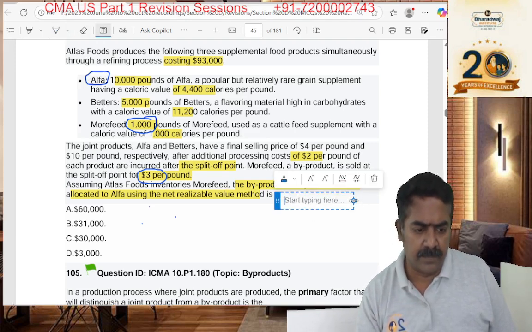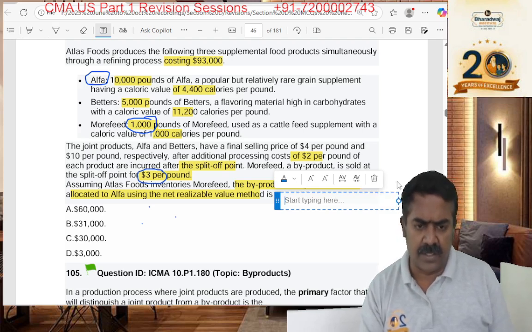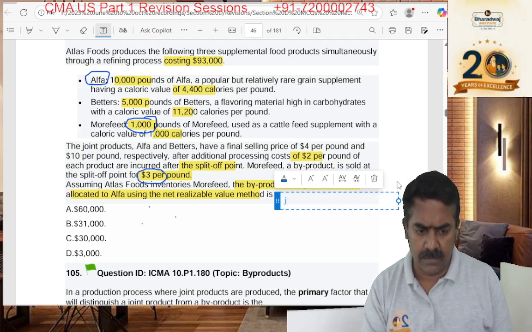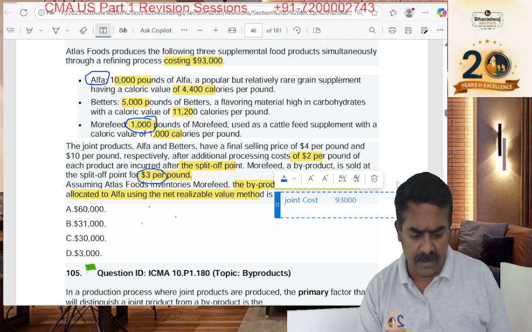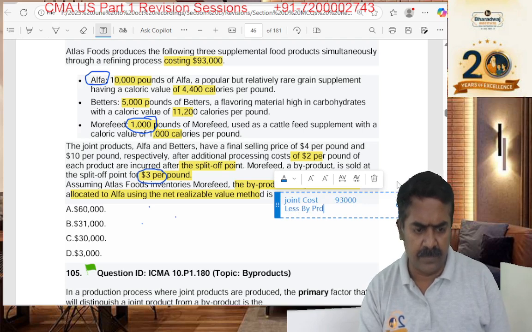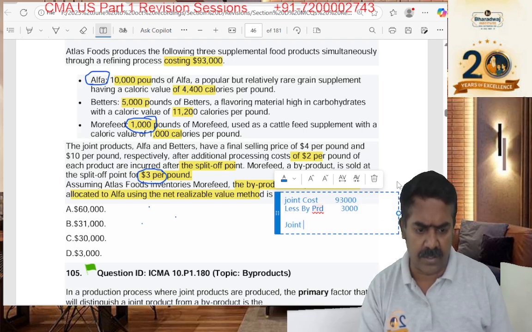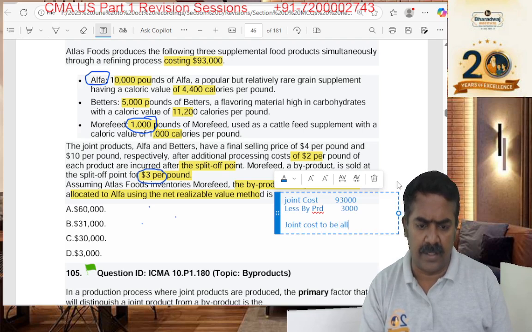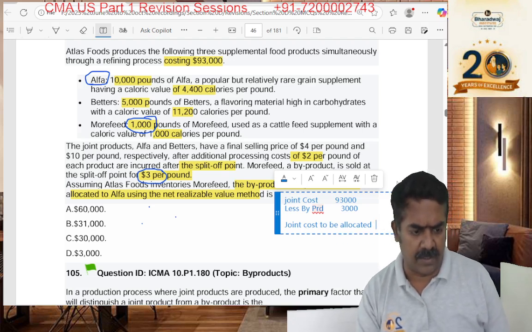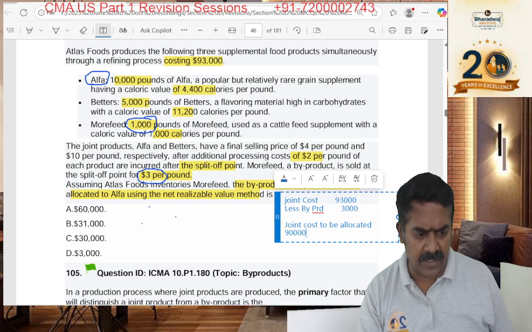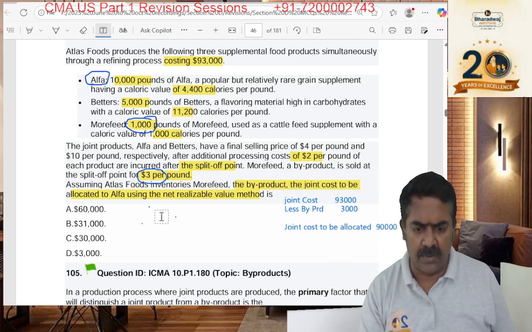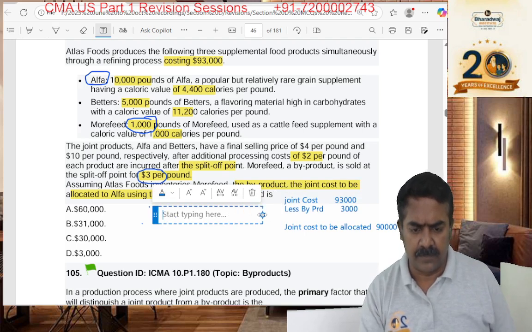So, what is the sale value? Or what is the joint cost? 93,000 less byproduct sale value 3,000. Joint cost to be allocated, how much? 90,000 minus 3,000 is 90,000. We have to allocate 90,000 on the basis of NRV. What is the NRV of the products?